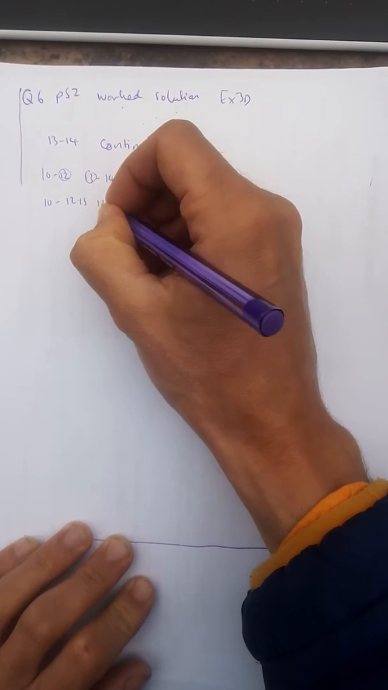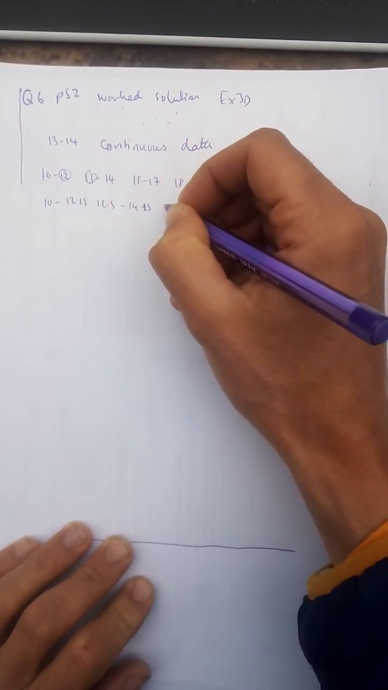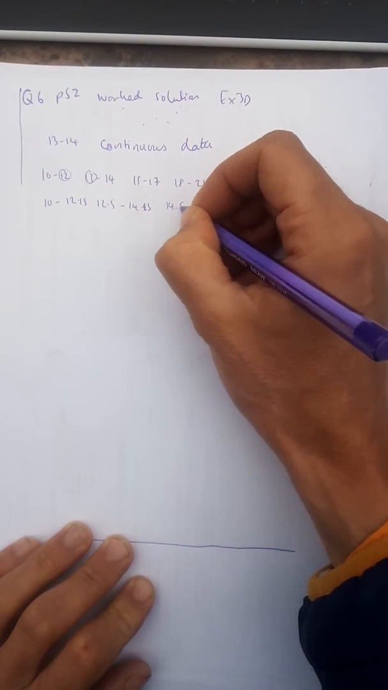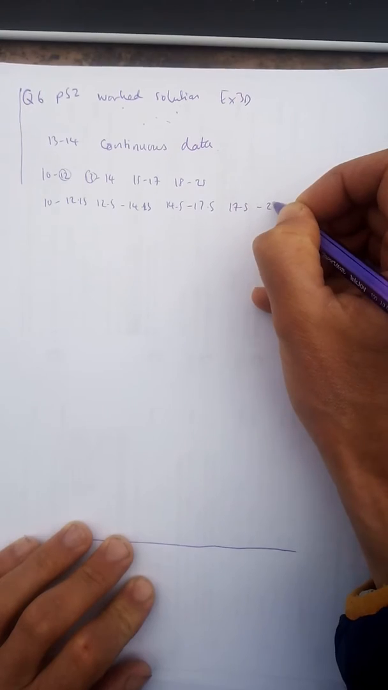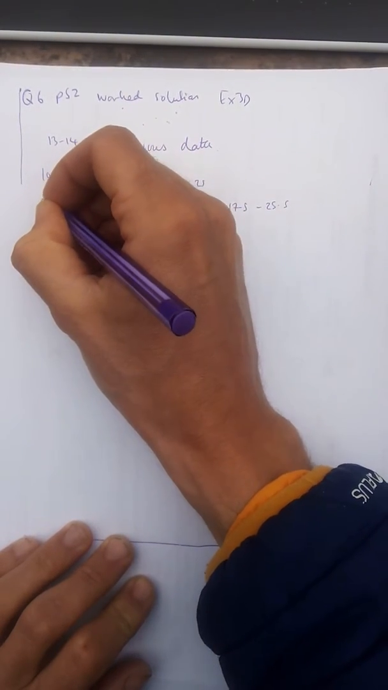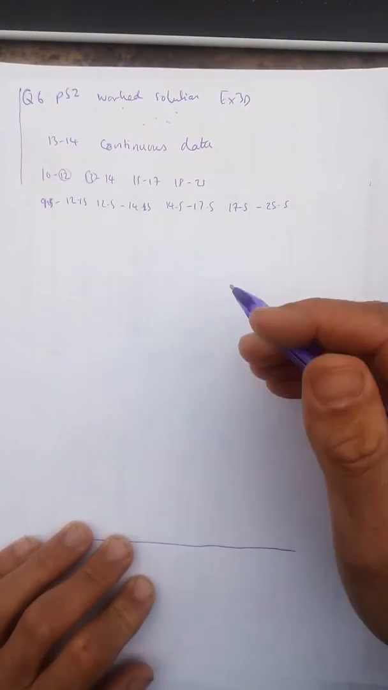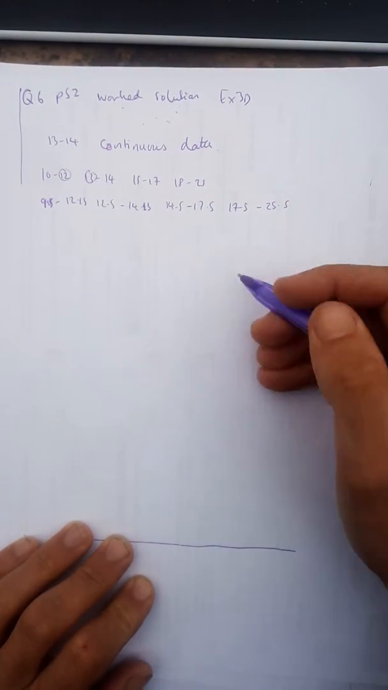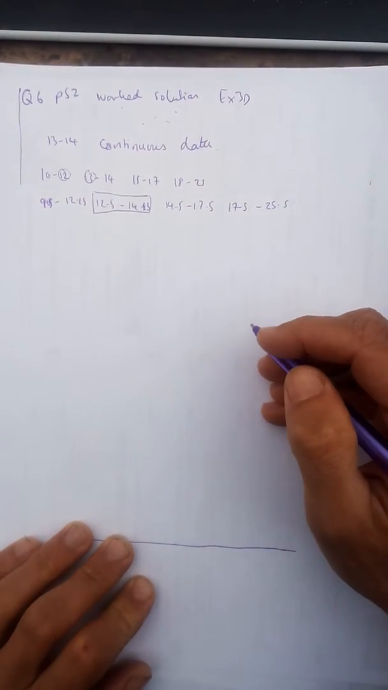So it'd be 12.5 to 14.5, and then it'd be 14.5 to 17.5, and 17.5 to 25.5. Actually, and 9.5. If we're opening this one up, we should also close this one. Okay, so that's the answer then, isn't it? 12.5 to 14.5.